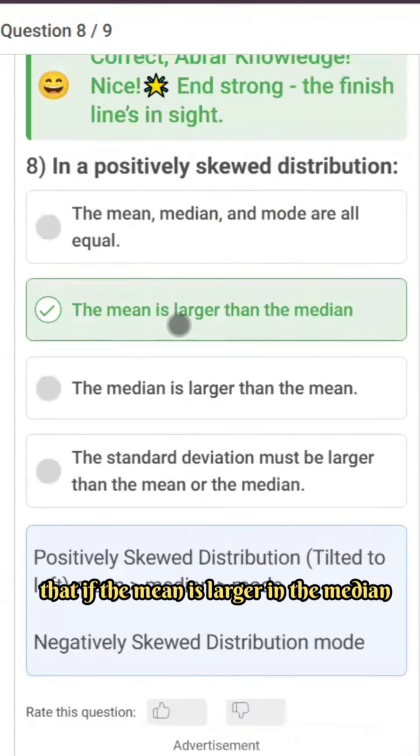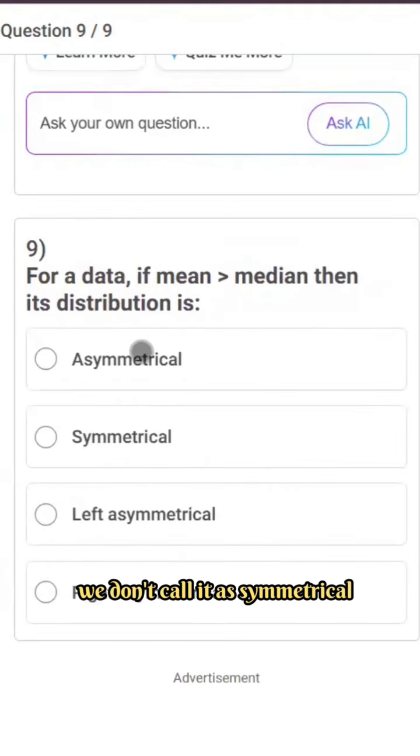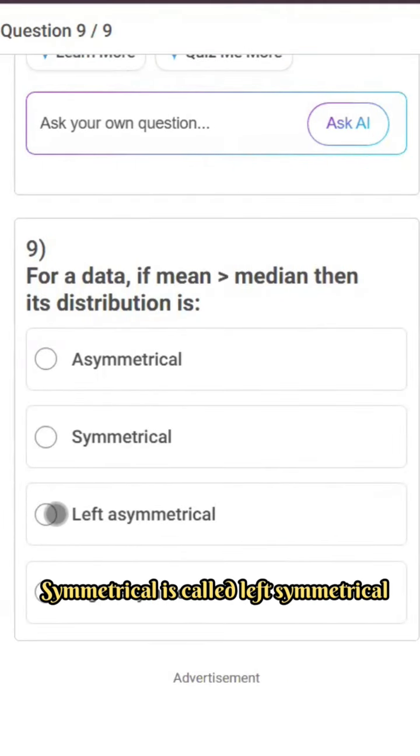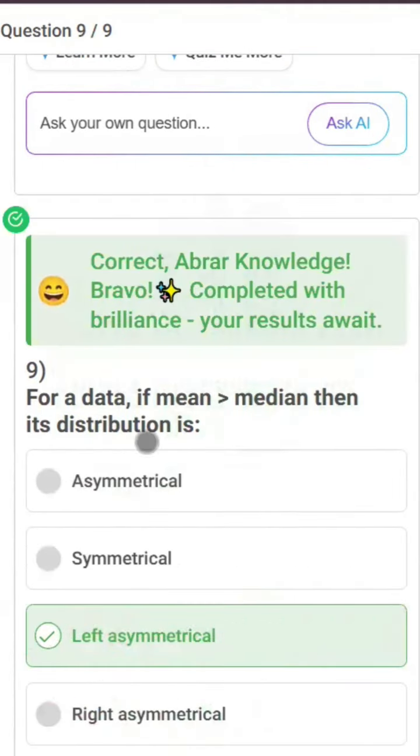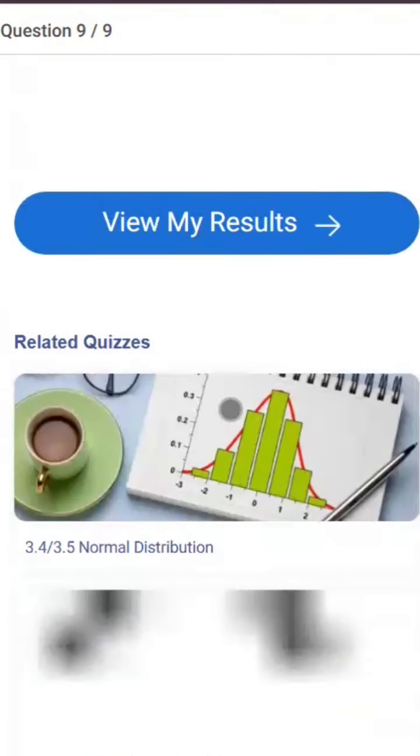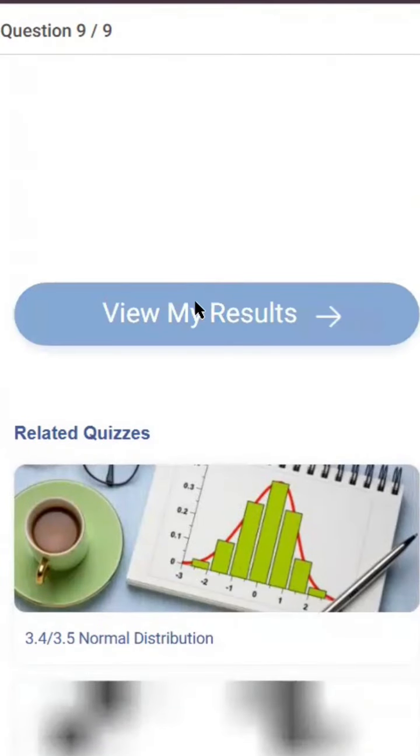So what happens is that if the mean is larger than the median, we don't call it symmetrical. It is called left symmetrical, meaning the left side is dominating. Okay, so let's see the results.